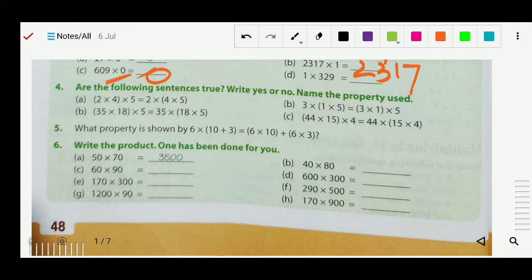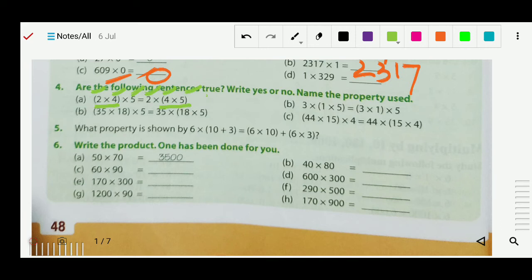2 into 4 into 5 equals 2 into 4 into 5. You can see 2 into 4 in one group, and also 4 into 5 in one group. You can see all the numbers used in this question are the same. Only the order is changed and they are grouped.